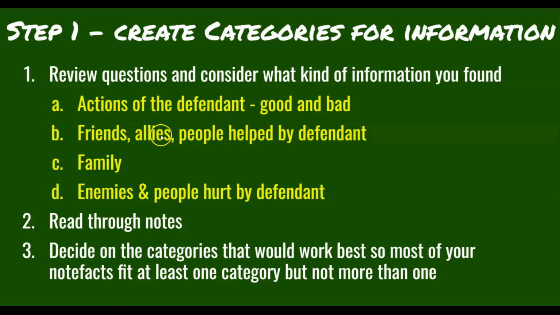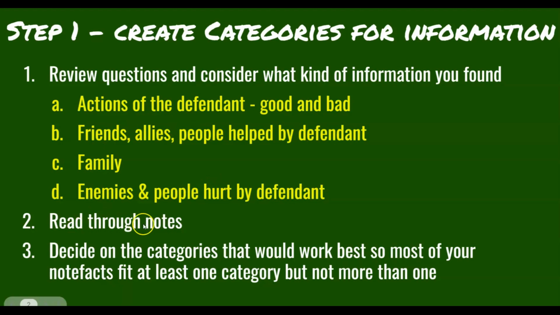Who were the friends and allies? Who were the people helped by the defendant? Who was the defendant's family? And then who were the enemies that the defendant had or people hurt by the defendant? Okay, so these were the questions we had. We should have found information that told us these things.